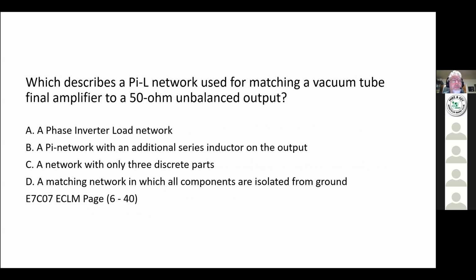Which describes a Pi-L network used for matching a vacuum tube final amplifier to a 50 ohm unbalanced output? A, a phase inverter load network. B, a pi network with an additional series inductor on the output. C, a network with only 3 discrete parts. Or D, a matching network in which all components are isolated from ground.